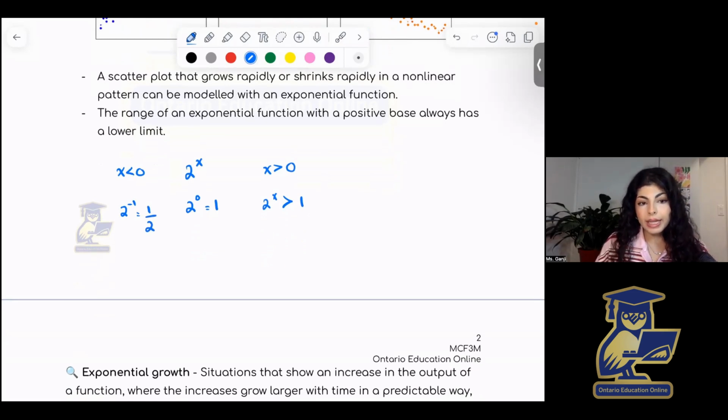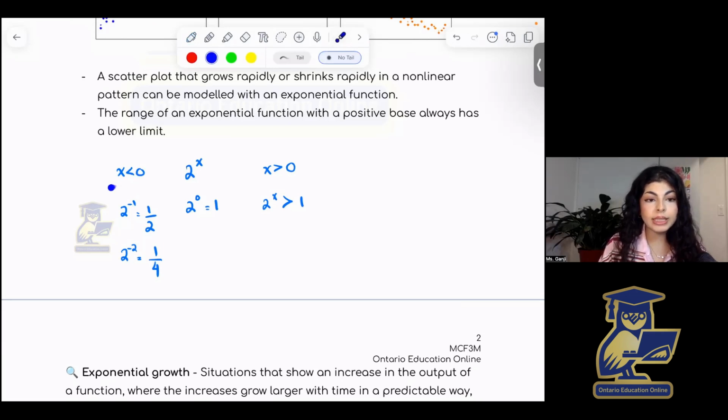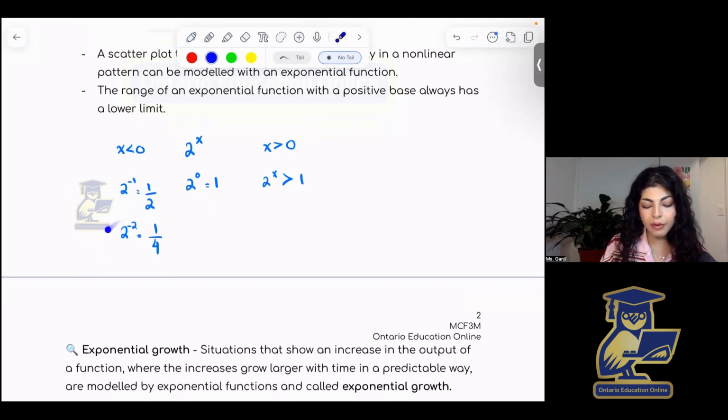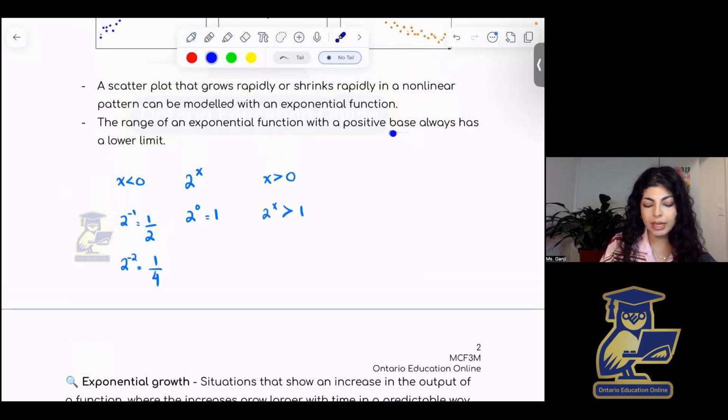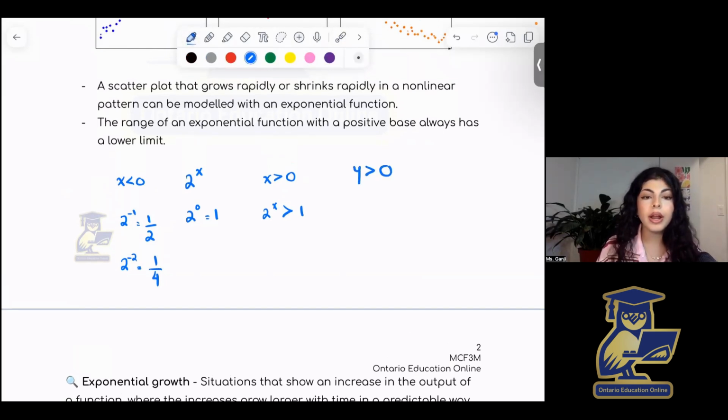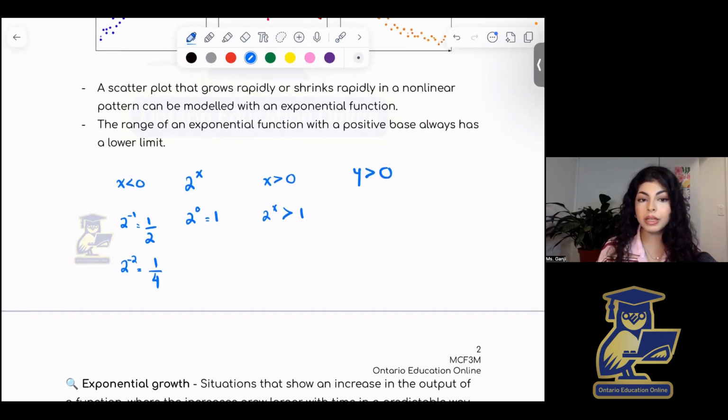If I keep going, 2 to the power of negative 2 would be 1 over 2 to the power of 2, which is 1 over 4. So as I keep going towards negative infinity with my x values, I will never reach a negative output. My outputs are always going to be positive because my base is positive itself, which is what this is telling us. There is always a lower limit, which means that your output y is always greater than 0. You will have infinitely small decimal values, but they will never be zero.